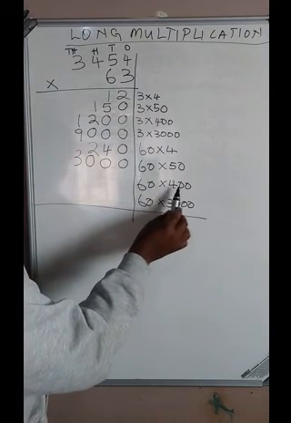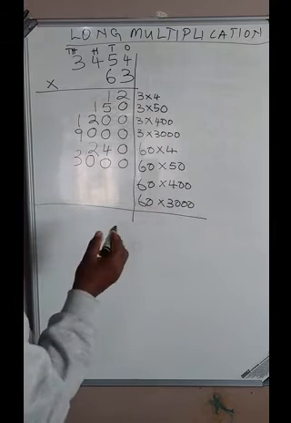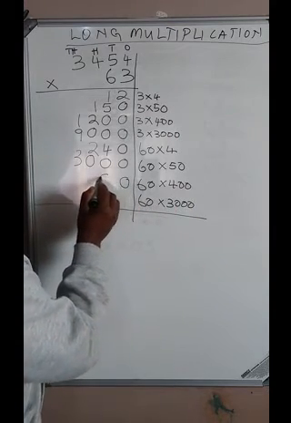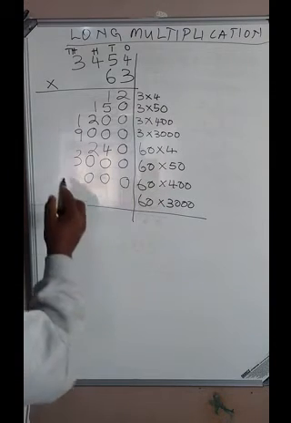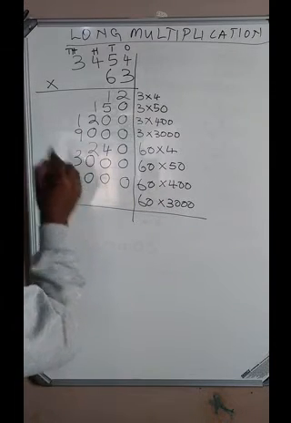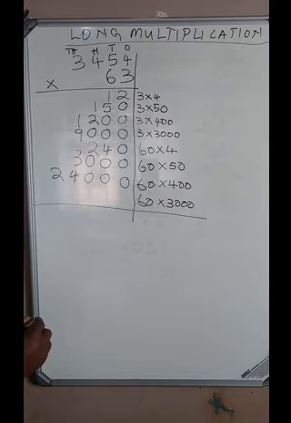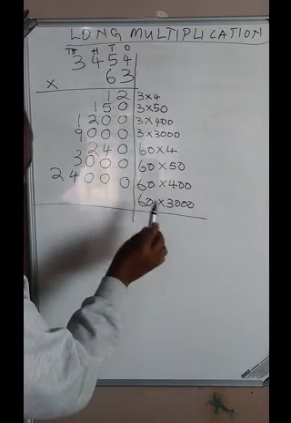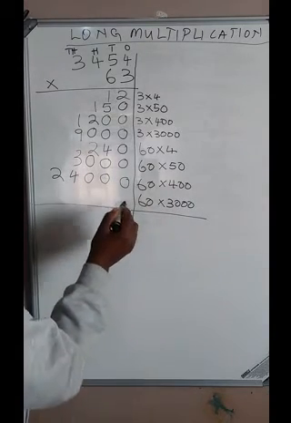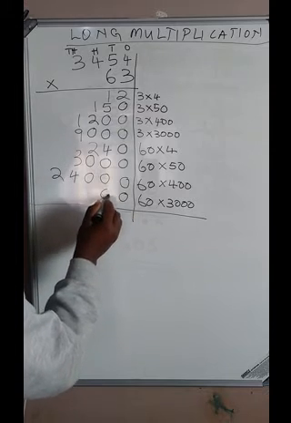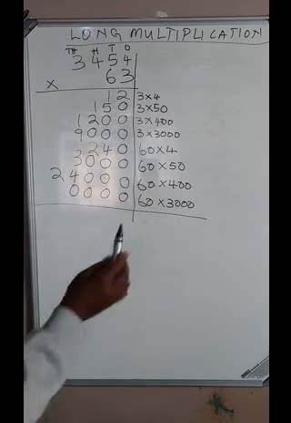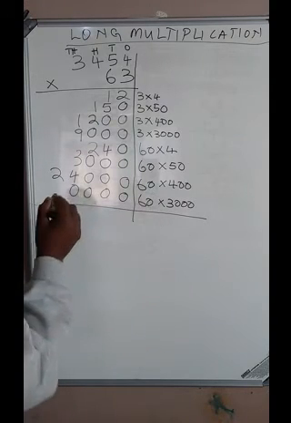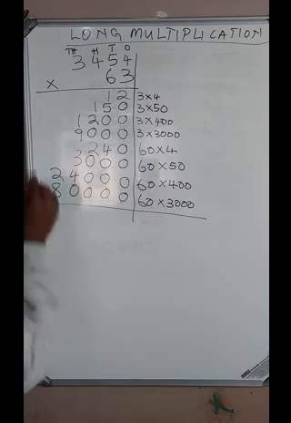Here there are 1, 2, 3 zeros. And then 6 times 4 is 24. Here we've got 1, 2, 3, 4 zeros. And then 6 times 3 is 18.